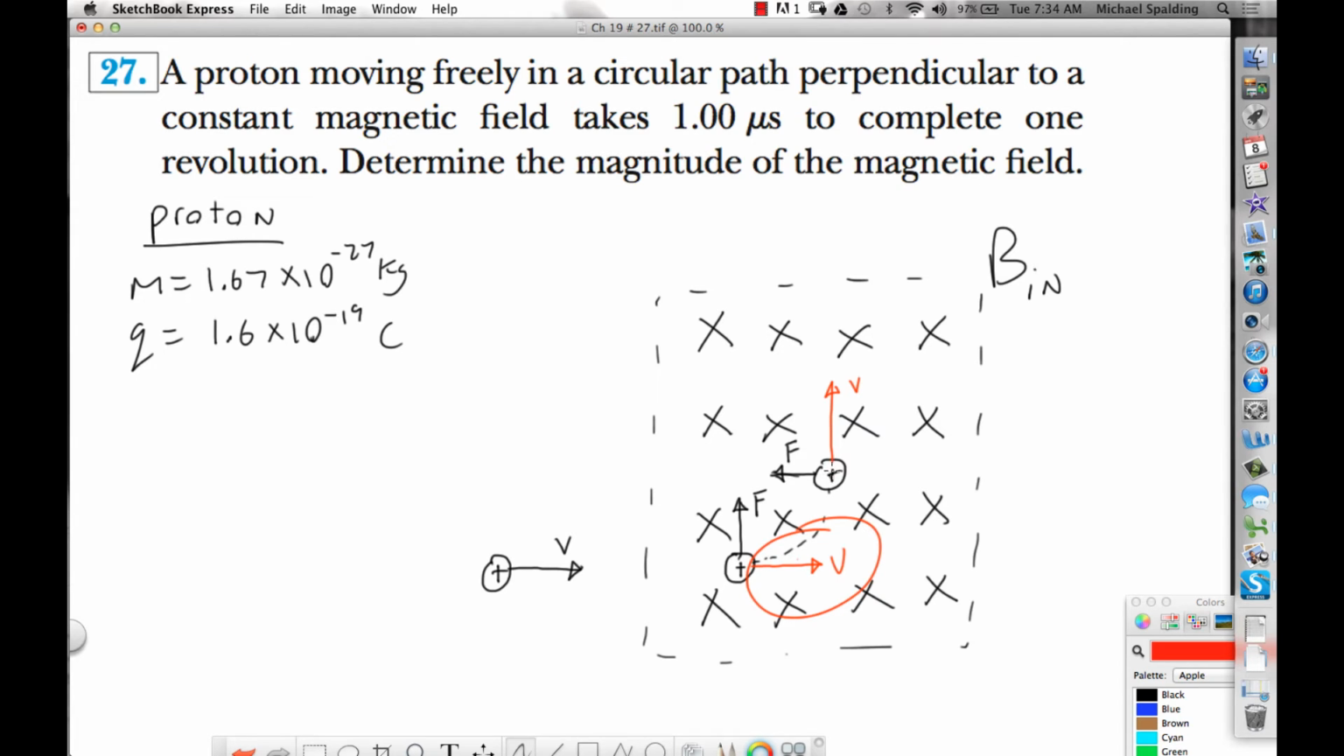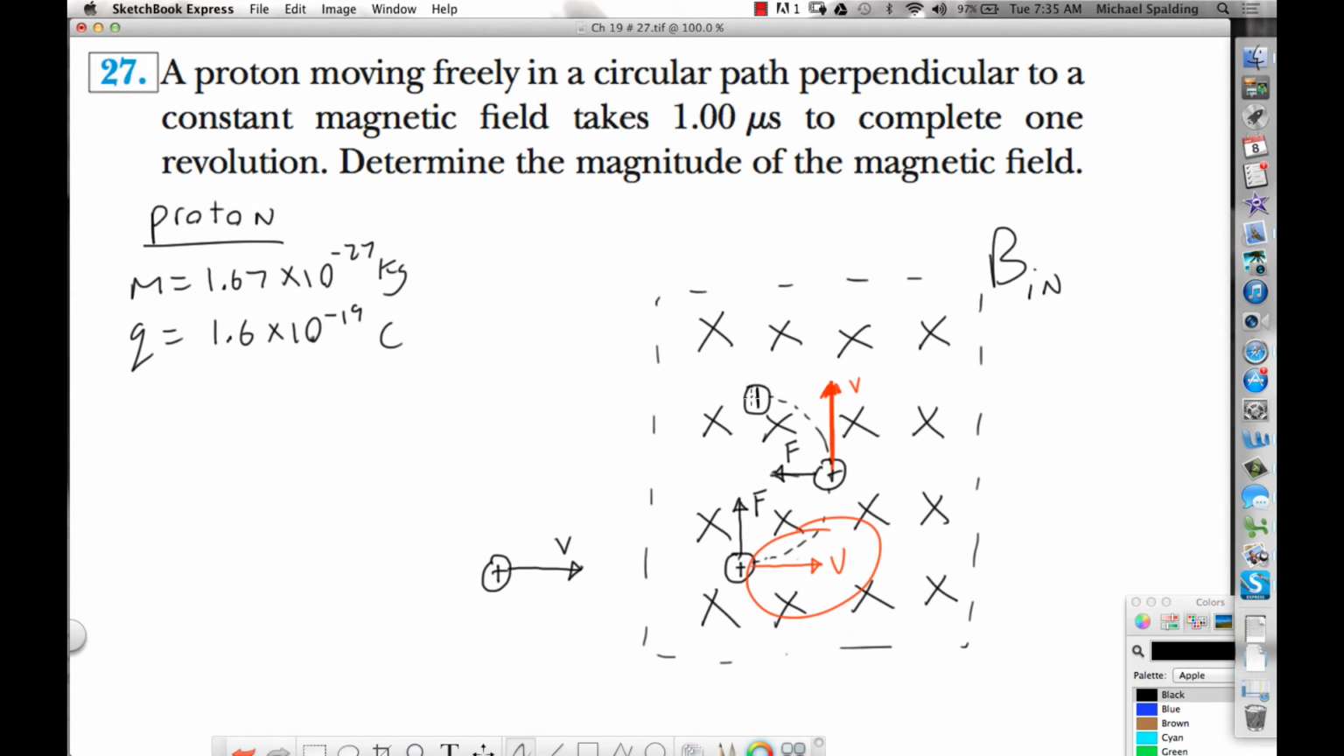Now let's look at the charge when it's right here. At that moment in time, the velocity is that way. So now do the right hand rule again. Your thumb points up, your four fingers are in. Which way is the palm of your hand? To the left. So the force is to the left. So what's the charge going to do? The charge is going to curve to the left.